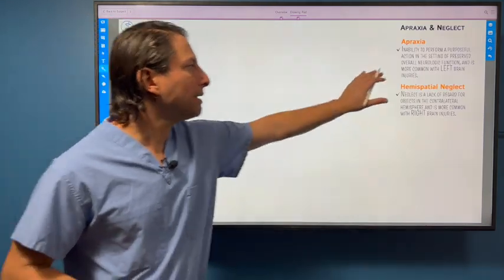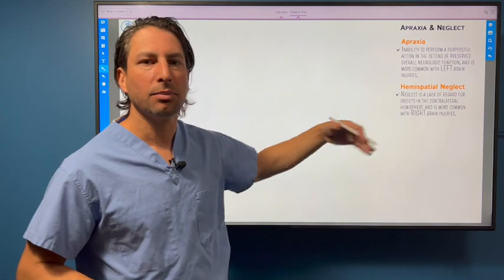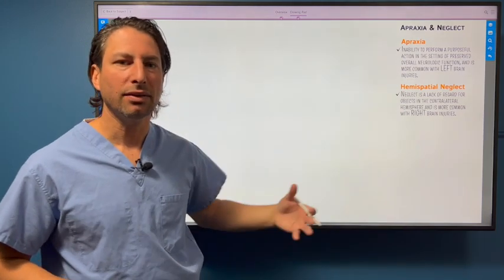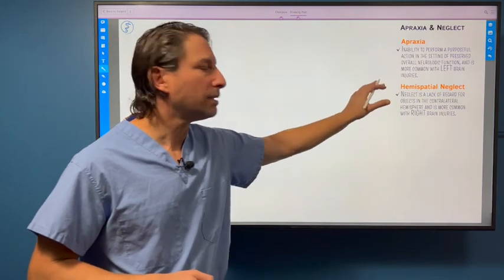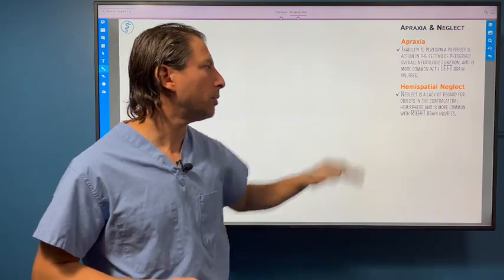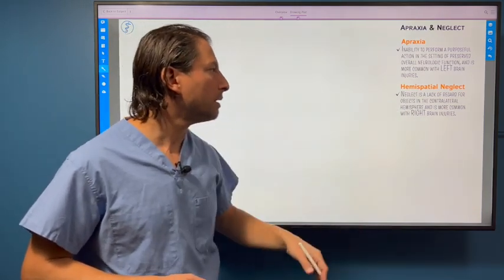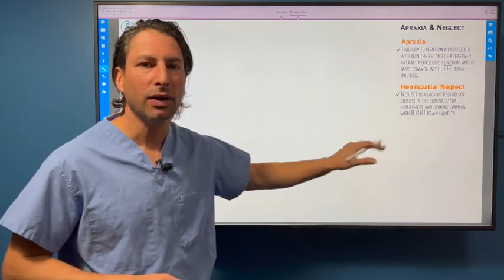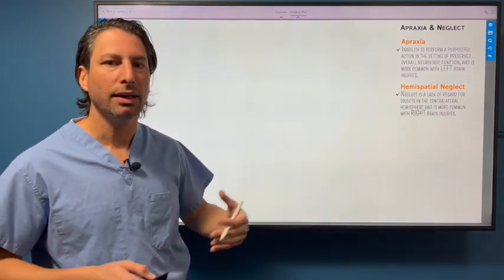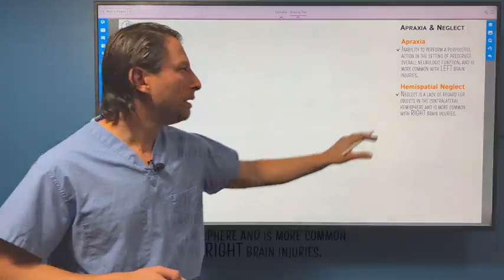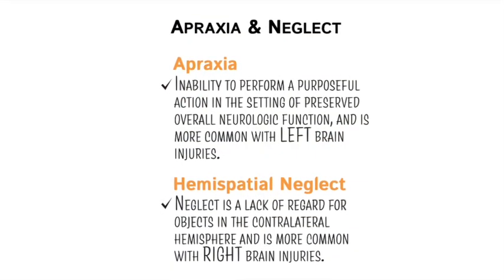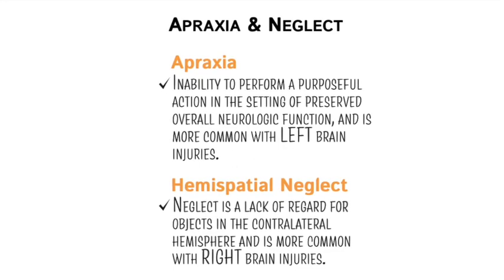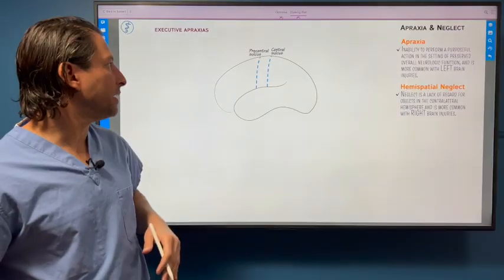So for apraxia, think of an inability to perform an action despite the fact that all of the neurological underpinnings are still intact, and think of it as a left brain injury. For hemispatial neglect, think of a lack of regard for and an inability to pay attention to the contralateral side of the body, and think of it as a right brain injury. So now let's look at the apraxias and their localization.